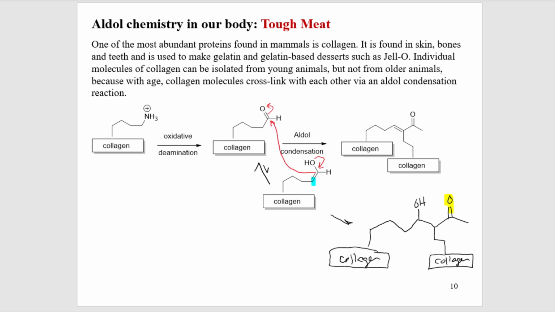So you can see right here, here's our 1,3 relationship between the carbonyl and the alcohol. And then over time, it's going to do the E2 elimination to form the aldol condensation, giving us the double bond. So this is just an aldol condensation reaction, and that's happening with our older collagen molecules. This accounts for the tougher meat and why you can't extract collagen from older animals.